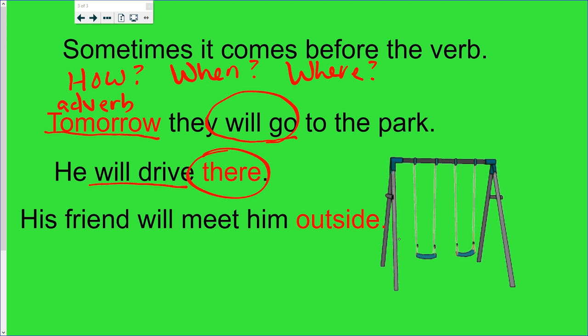His friend will meet him outside. Again, will meet. How will he meet? When will he meet? Or where will he meet? He will meet outside. And so we ask ourselves the questions to figure out what our adverbs are. And I really should not circle this because this is my adverb over here. This is my verb. Okay, just not to confuse those. So tomorrow, there, outside, they're those adverbs that will modify or tell me more about those verbs.